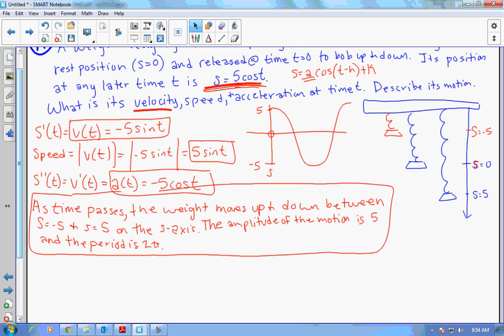B, if there's a multiplier in front of this t, there's a multiplier in front of that t.